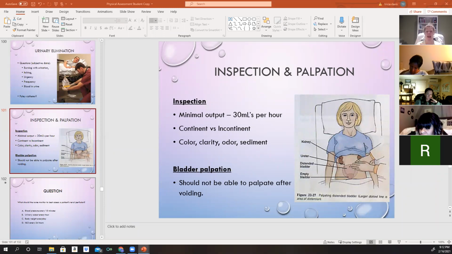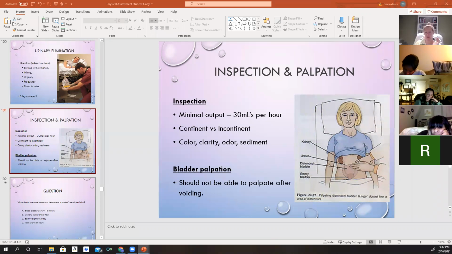Sometimes patients that have rhabdomyolysis, it'll look like pure soda. It looked like Coke. What clarity is it? Does it have flecks of blood in it? Does it have sediment in it? Is it really, really hazy? You can't see through it. What kind of an odor does it have? And any sediment. Bladder palpate.